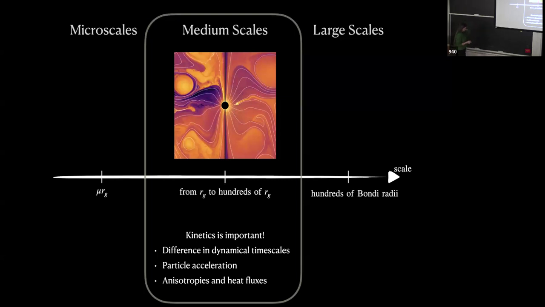where we find that the general dynamics is similar between the MHD approach and the kinetic approach, but of course there are some important differences, such as the difference in the time scales due to the reconnection physics, or dynamical time scales. Also, we have particle acceleration, which we can look at in kinetic simulations, and we also find anisotropies. I don't have time to talk about heat fluxes, but we can also measure heat fluxes.